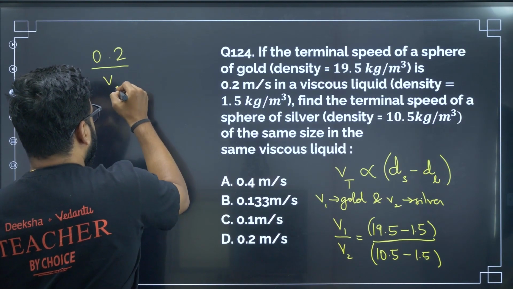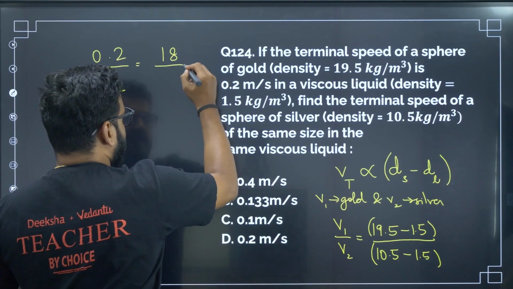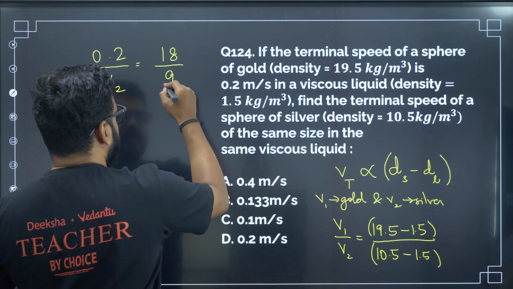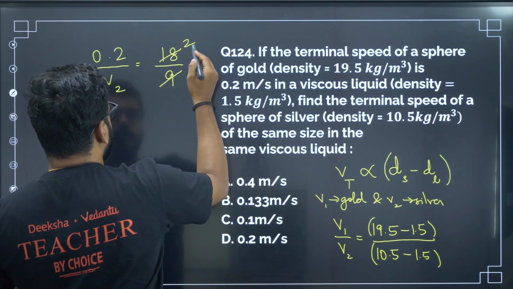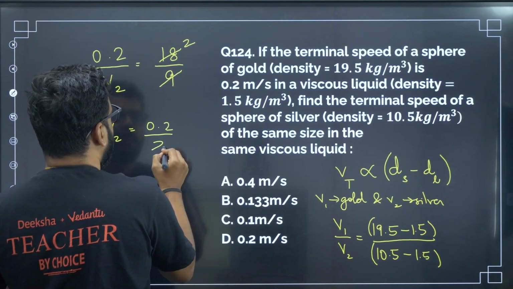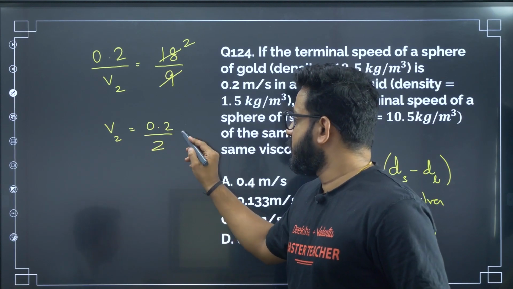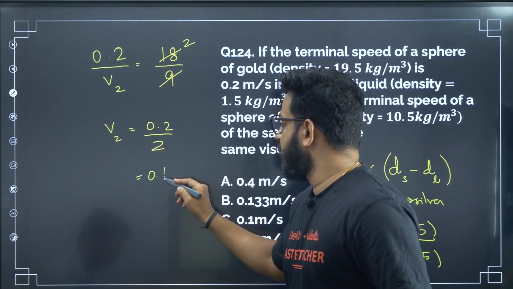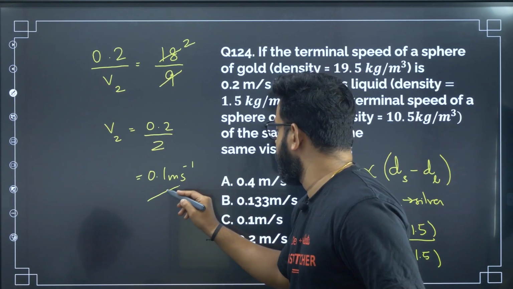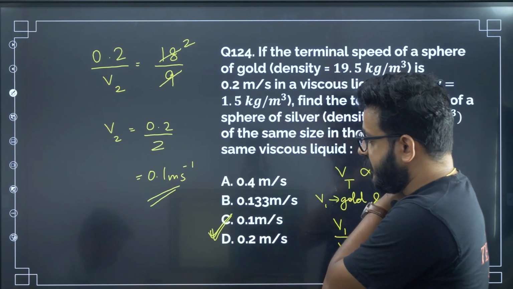0.2 divided by V2 is equal to (19.5 minus 1.18) divided by (10.5 minus 1.5), which is 9. So this is 2. Again, cross multiply: V2 is equal to 0.2 divided by 2. This 2 will come down. So this is absolutely 0.1 meter per second. So the correct answer is option C, 0.1 meter per second.